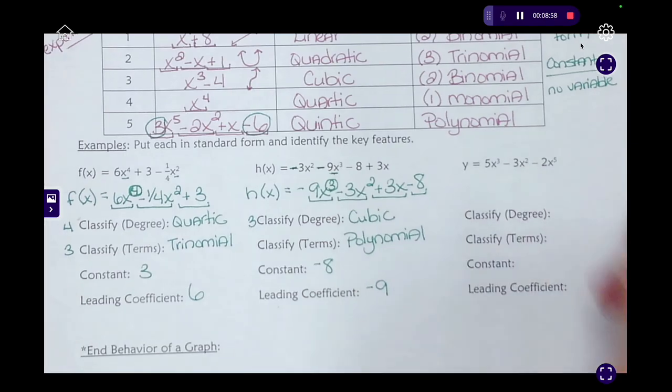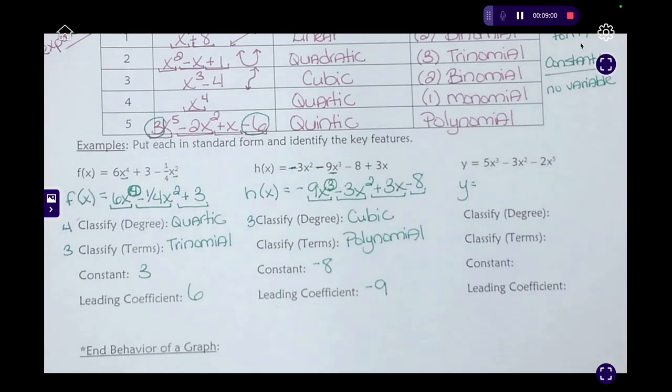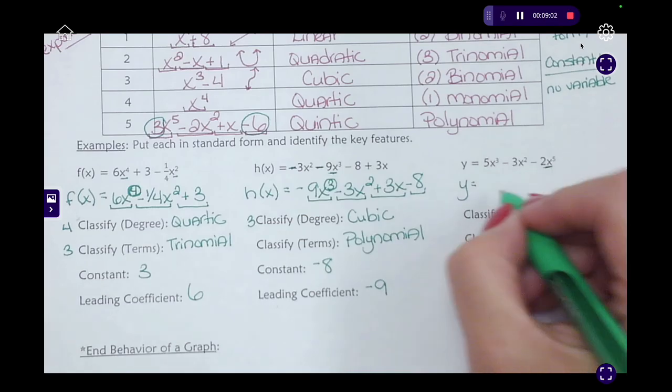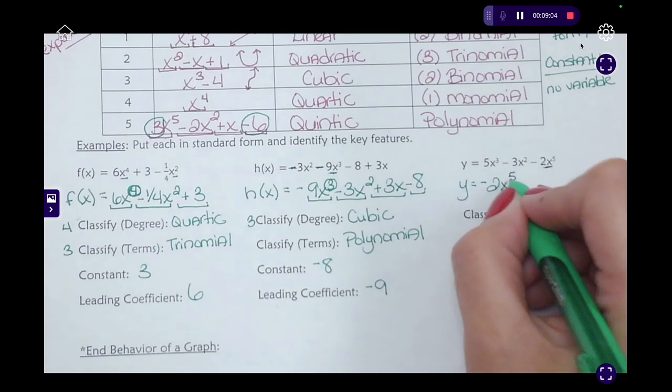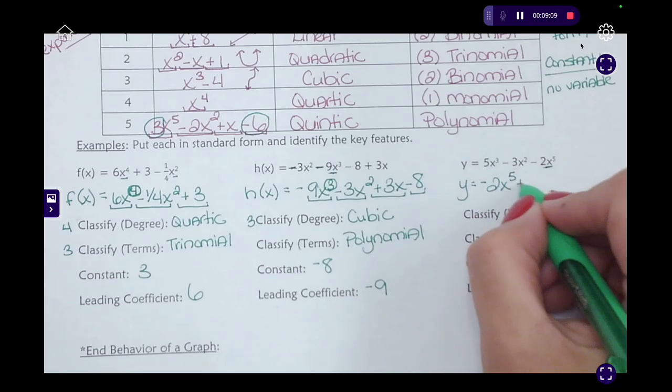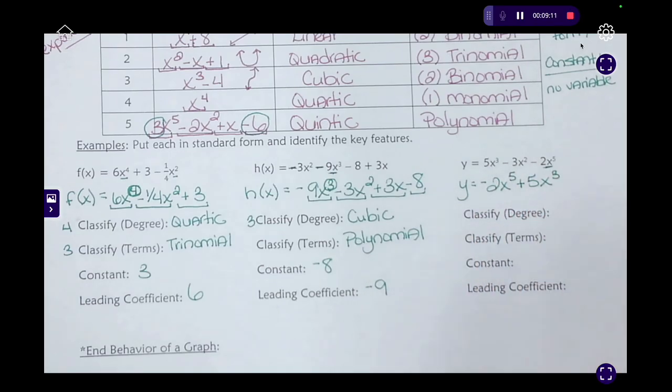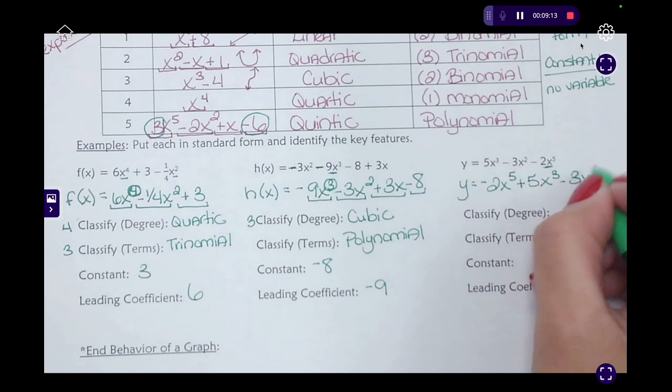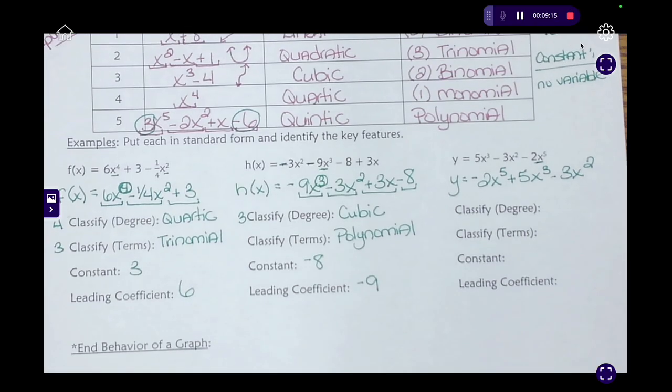All right, and then the last one, again, putting them in descending order. So the x to the 5th is my largest exponent, so that's going to go in the front. And then going down from there, this is a +5, so I'm going to put a +5, x to the 3rd. And then I have a -3x squared. So that would be your standard form.